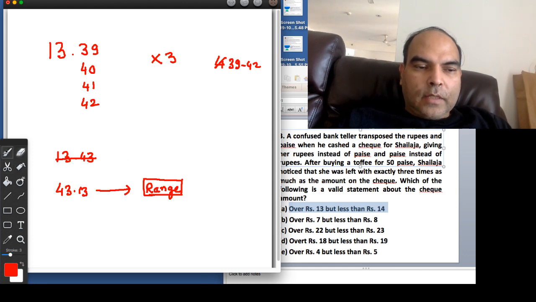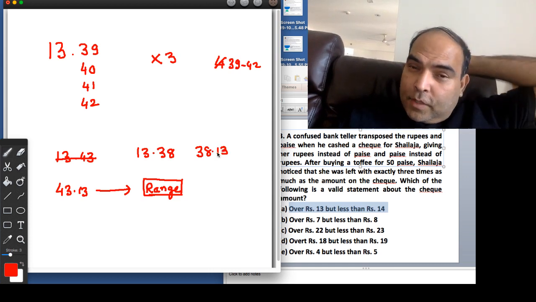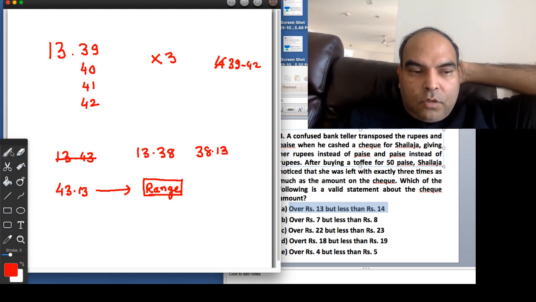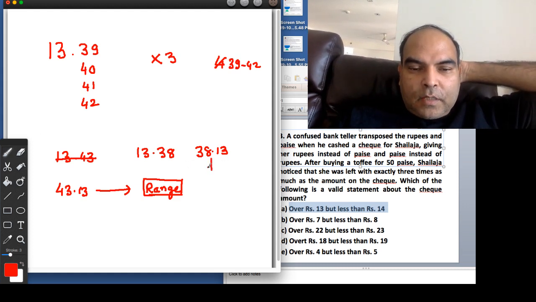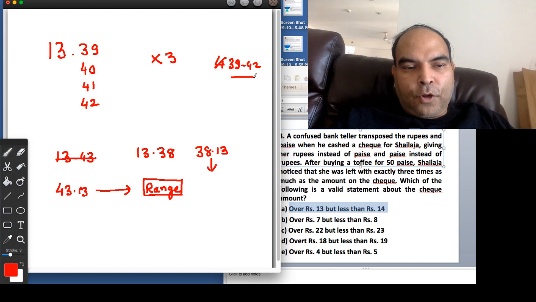And likewise, with the 13.38, you'll also have a range issue, because if you revert it, it will become 38.13. If you reverse 13.38, it will become 38.13. And then you subtract 50 paise from this. So if you subtract 50 paise from this, this is going to be outside range. It is not coming into the range of 39 to 42.